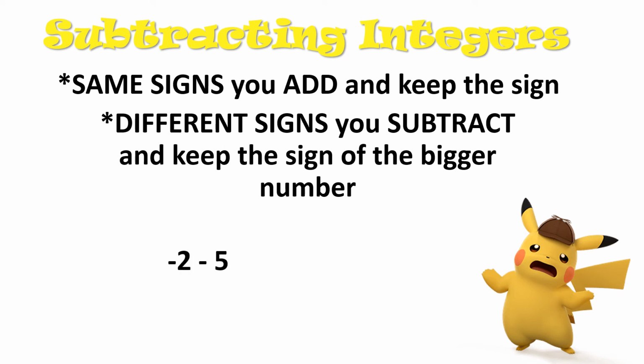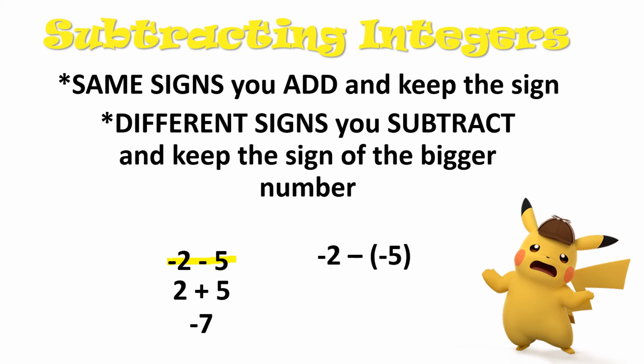Negative 2 minus 5. These have the same sign in front of them. Even though you could say it's a negative or a minus, whatever, they both show that minus in front of them. So we're going to add negative 2 minus 5. 2 plus 5 gives us 7. And our answer is going to be negative 7 because you keep the sign.